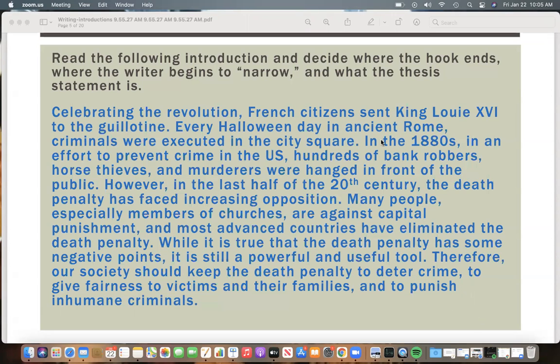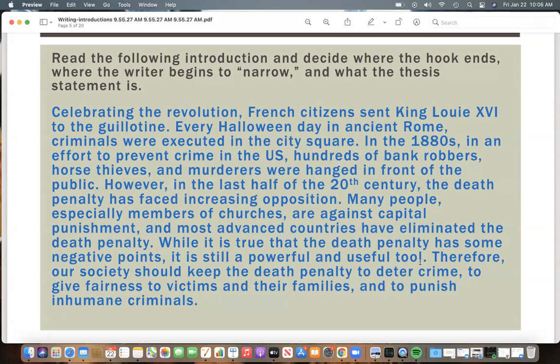But if you notice, it starts out by talking about examples of when criminals are executed throughout history. So that's kind of the hook they start with, which is great. Where do they start to narrow? Well, I see this transitional word here, however. So I'm guessing it's there. In the last half of the 20th century, the death penalty has faced increasing opposition. So kind of introducing what the argument is or what the debate is.